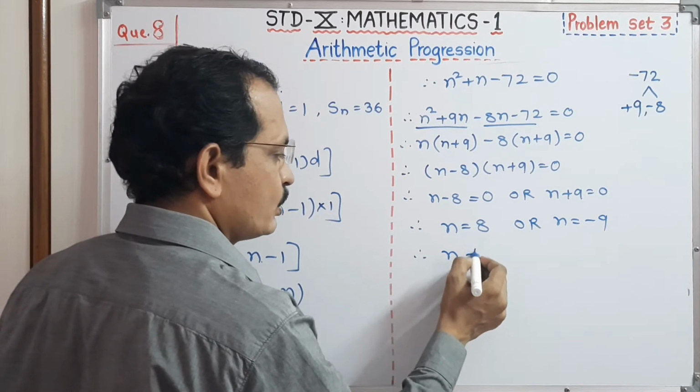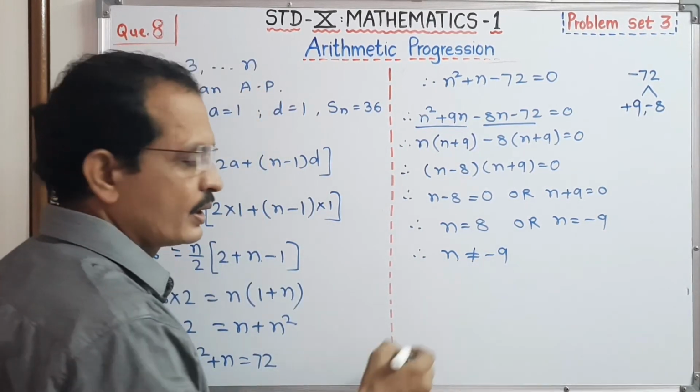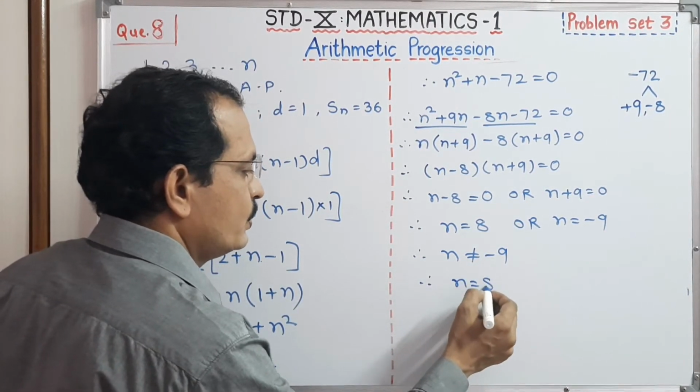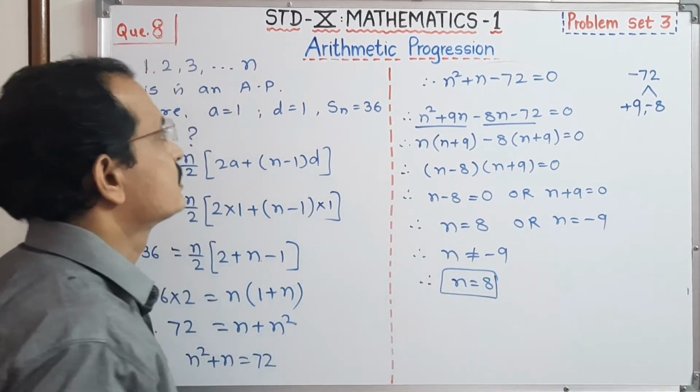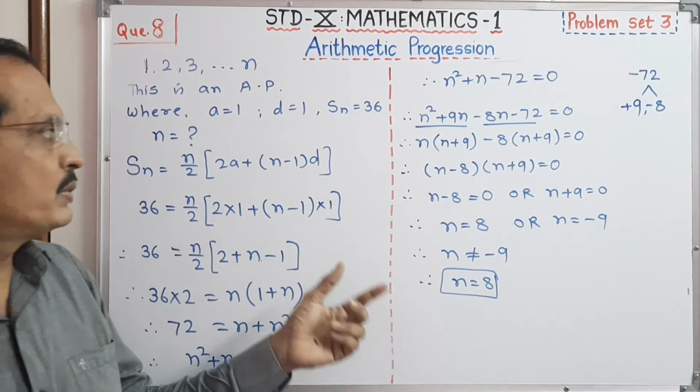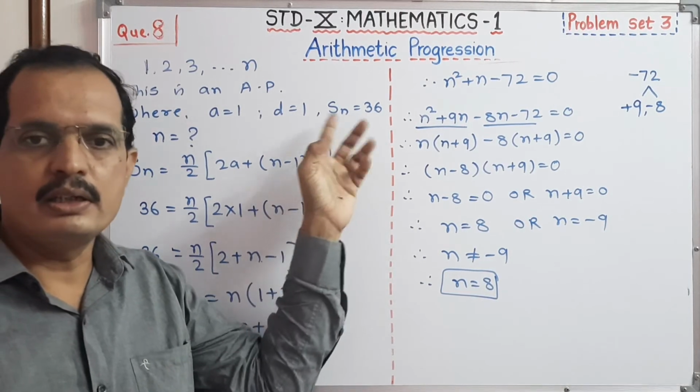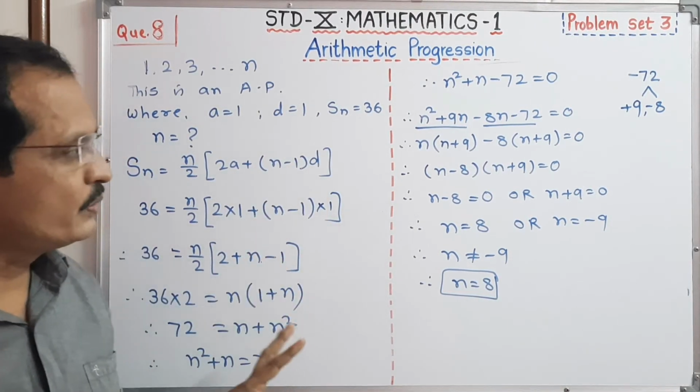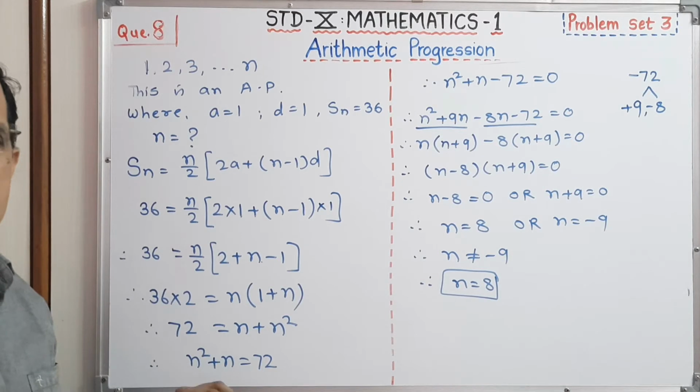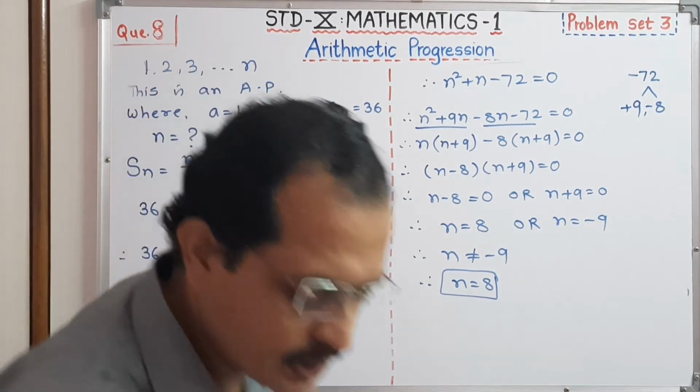Therefore n is not -9, therefore n is equal to 8. That means the sum of 8 numbers is how much? 36. Dear student, very simple, very easy and interesting sum is there.